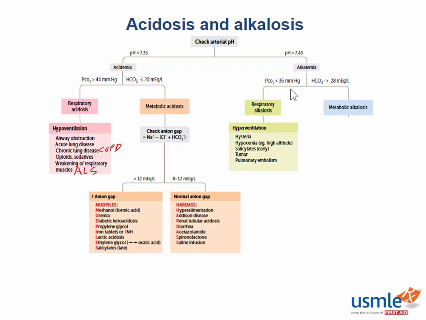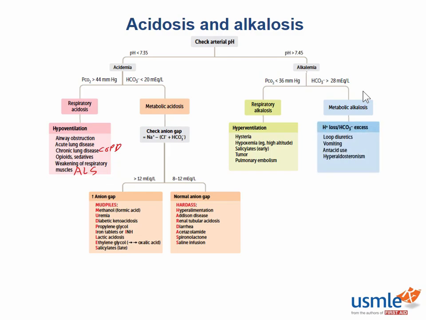Now, what if the bicarb level is greater than 28? This means that this is a metabolic alkalosis, which is caused by an excess amount of bicarb or a loss of hydrogen ions. What are some causes of metabolic alkalosis that you can think of?